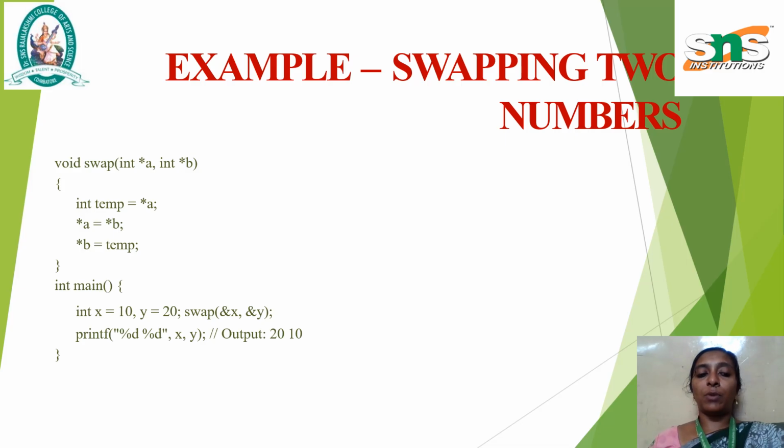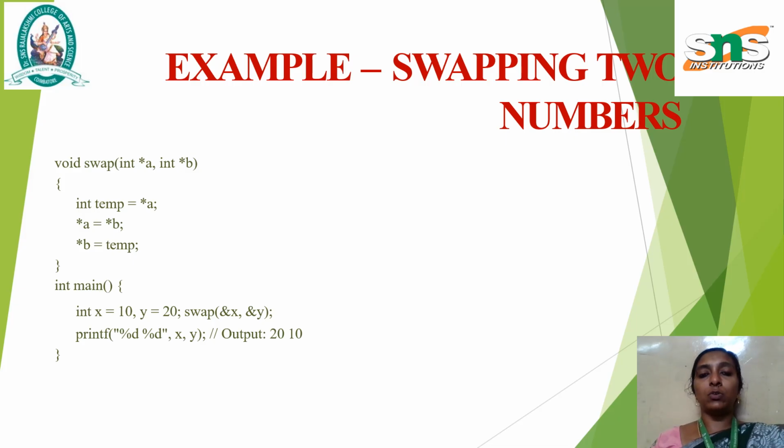In int main, x is declared and passed to a, and y is declared and passed to b. Again, the x value is stored into the temp variable and then it makes the swap. Swapping means the value of one variable is stored in the other, and the other in the first. The output will be 20 and 10 because both numbers are swapped using the call by reference statement.